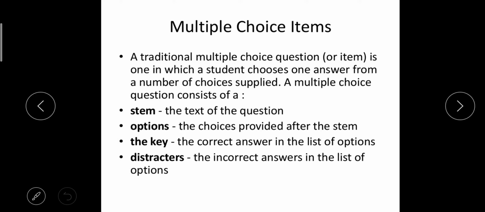Next we have multiple choice, the easy one everyone knows. Multiple means for one question we have 3 answers.